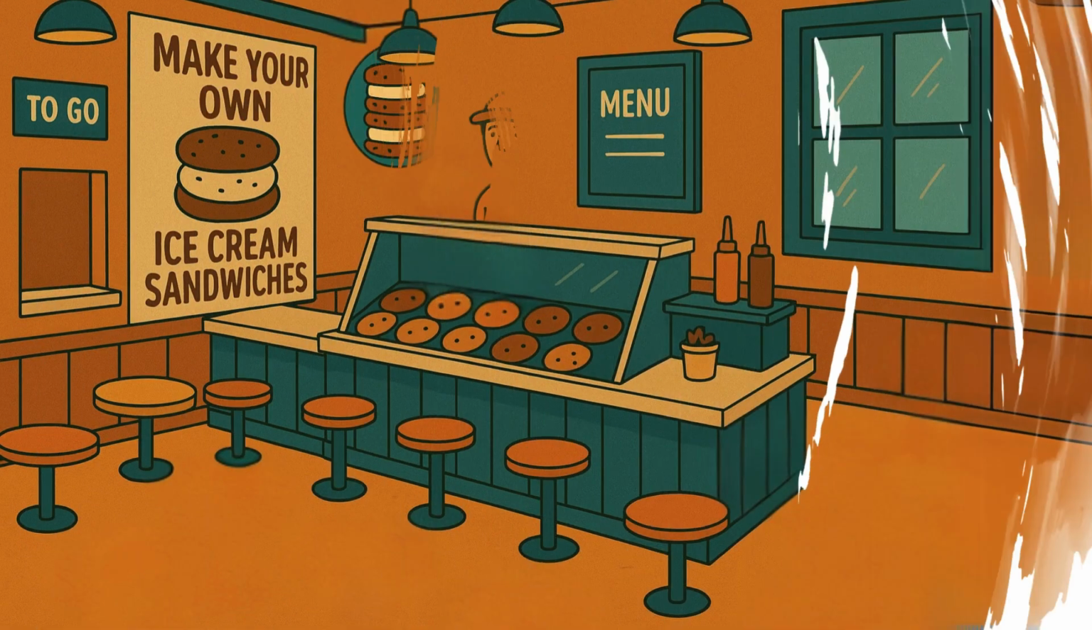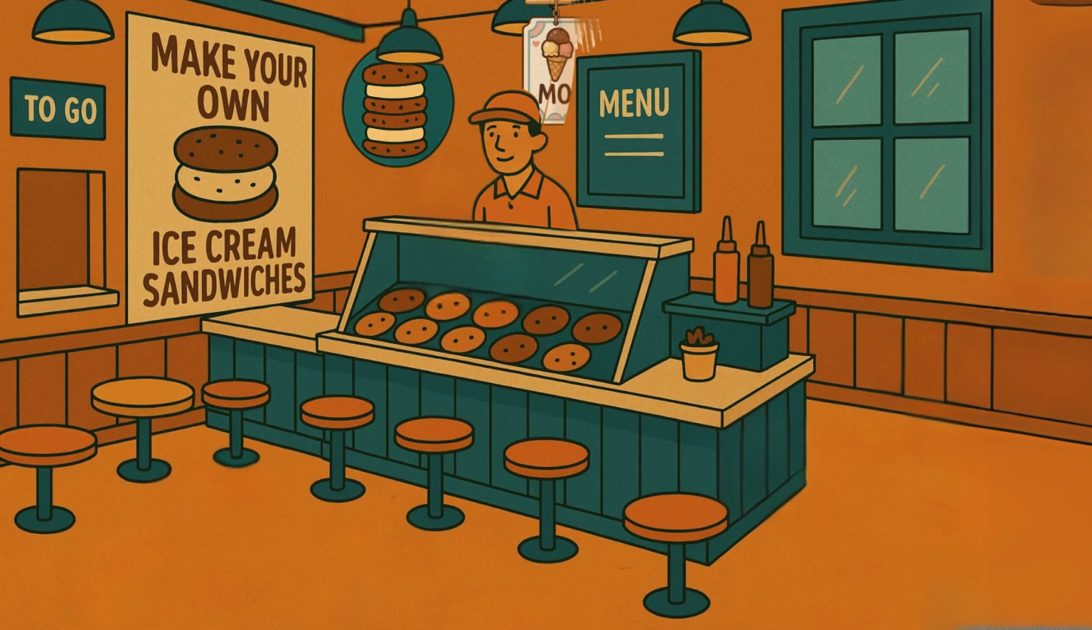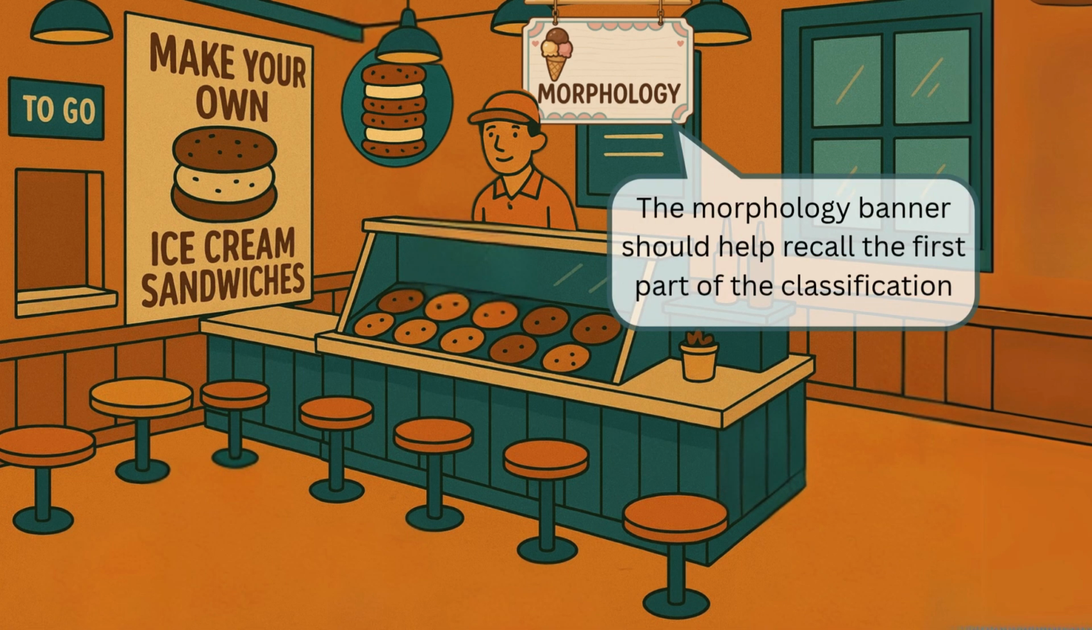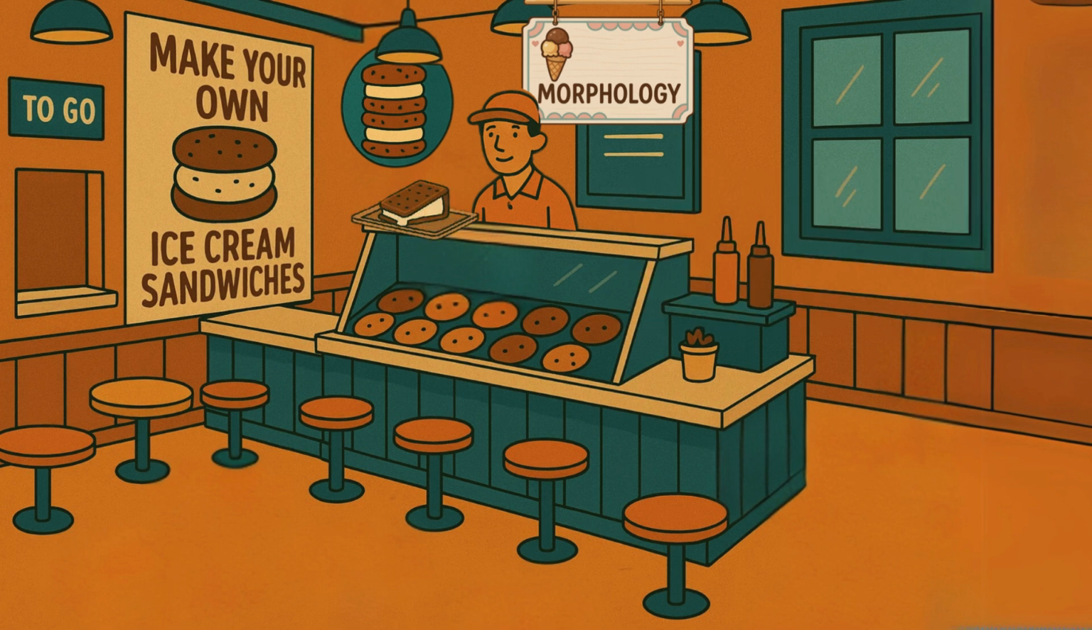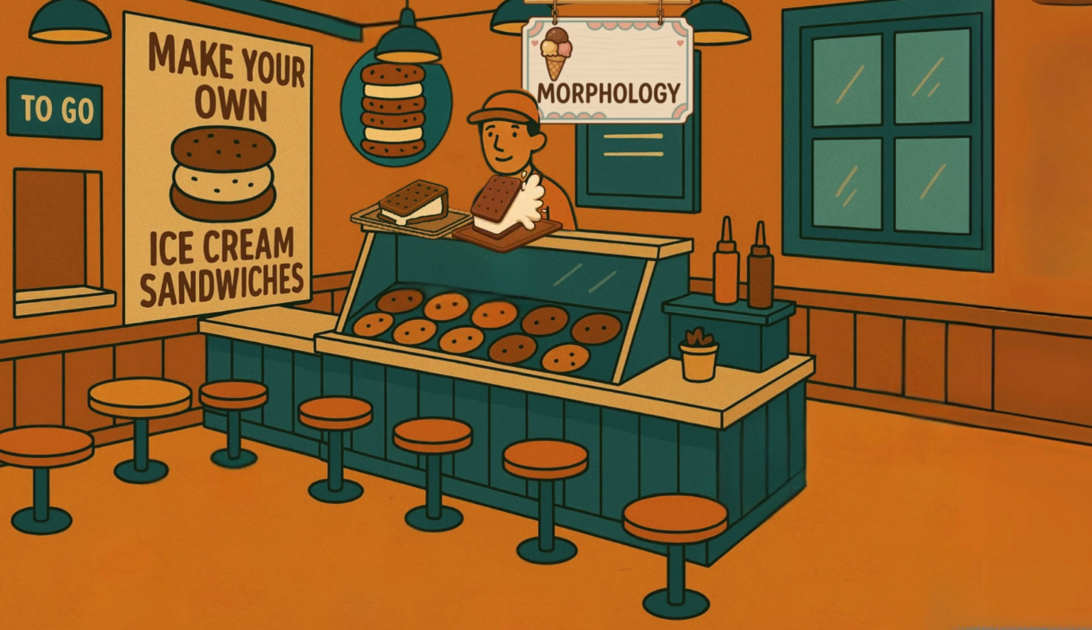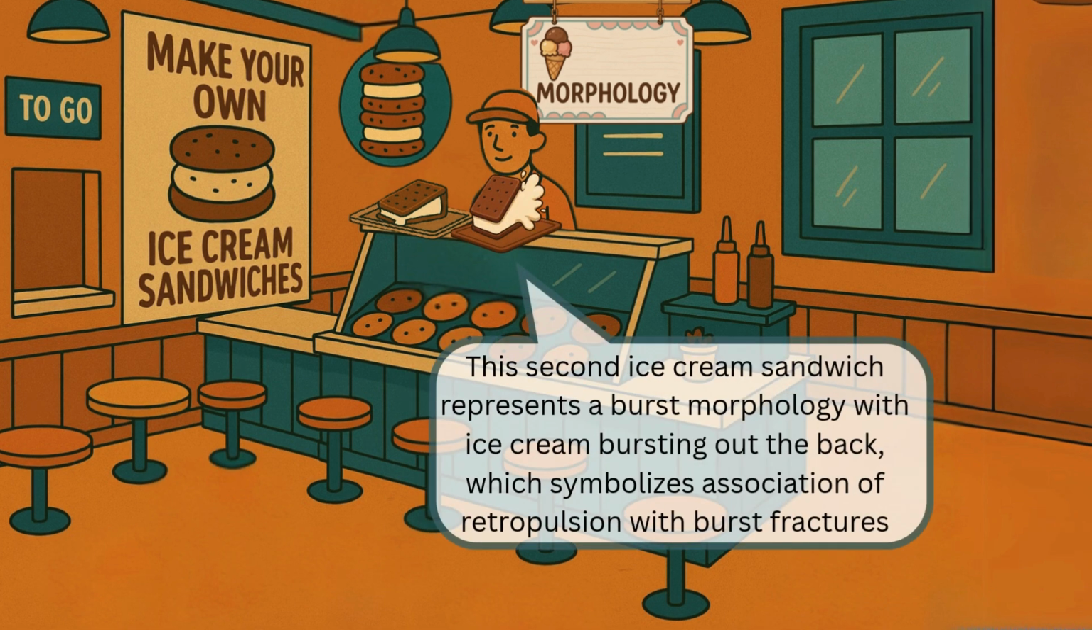So let's head inside. There are three parts of the TLICS classification that will make up a final score. The first is morphology, and this banner should help us remember that this is the first part of our TLICS score. Our first ice cream sandwich is wedge shaped. This is our first type of morphology, where the vertebral body becomes compressed at the anterior column, but the height is maintained posteriorly. Our second morphology in the classification is a burst fracture.